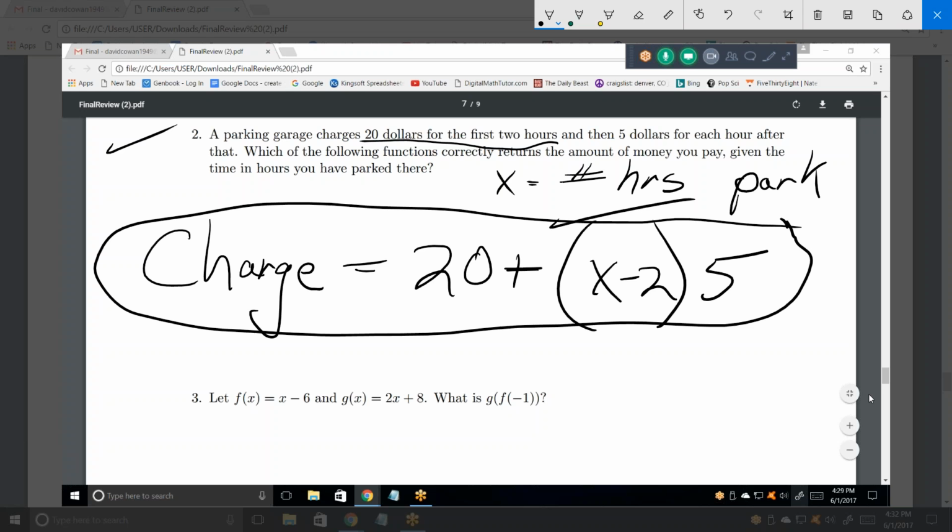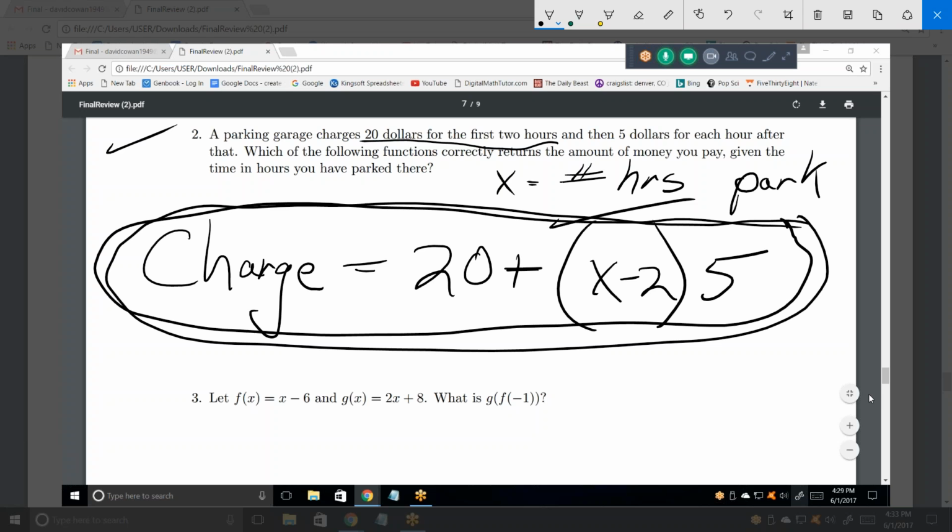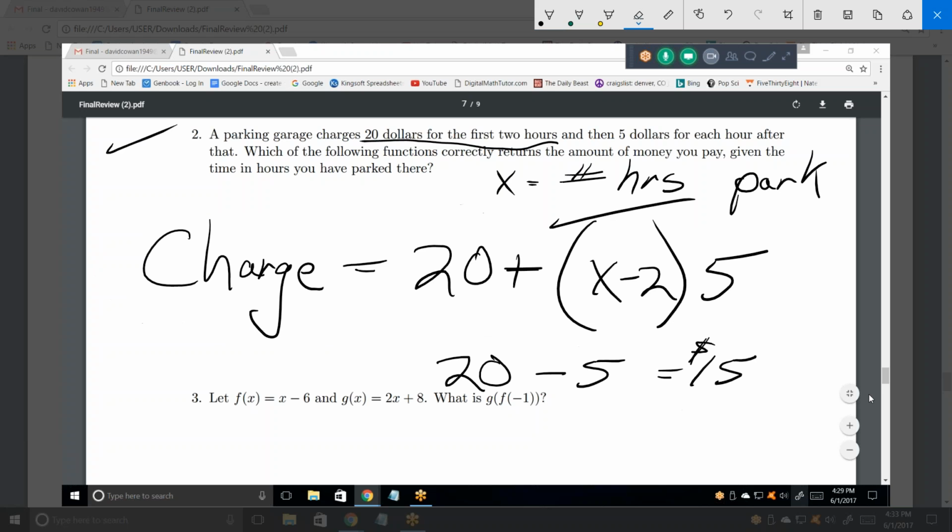In other words, if you park there for 4 hours, then it's 2 hours over 2 hours, so you'd pay an extra 10, so you'd pay 20 plus 10. Now, this works as long as you're there for at least 2 hours. If I were to say, what's the charge for parking there for 1 hour, this would actually produce this, which isn't correct. So this function isn't completely correct.